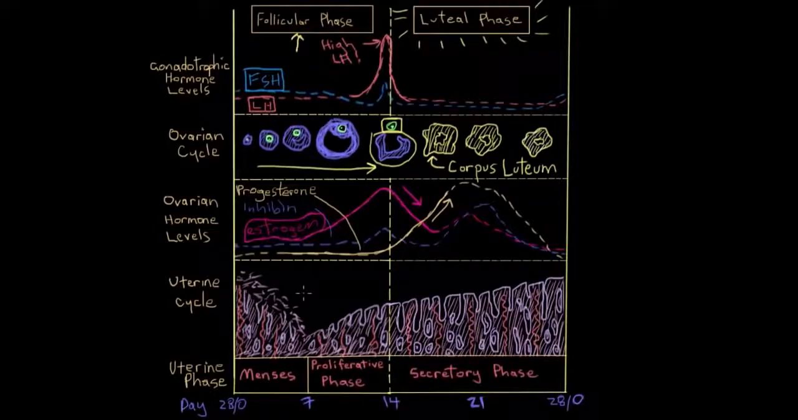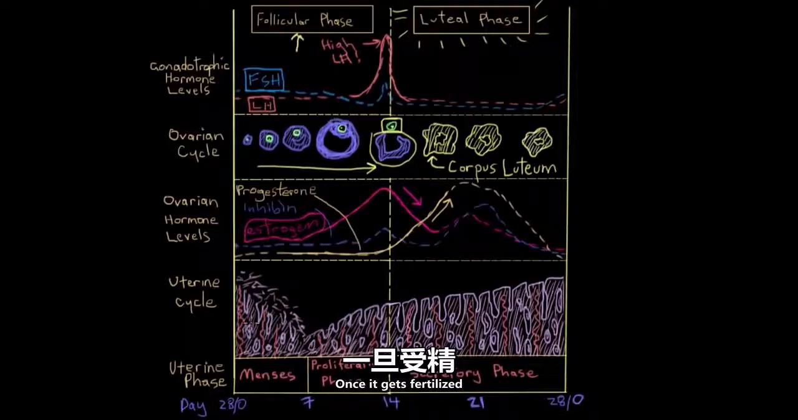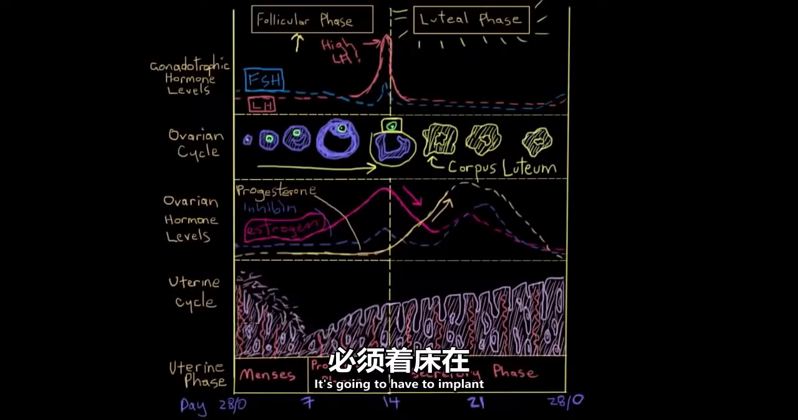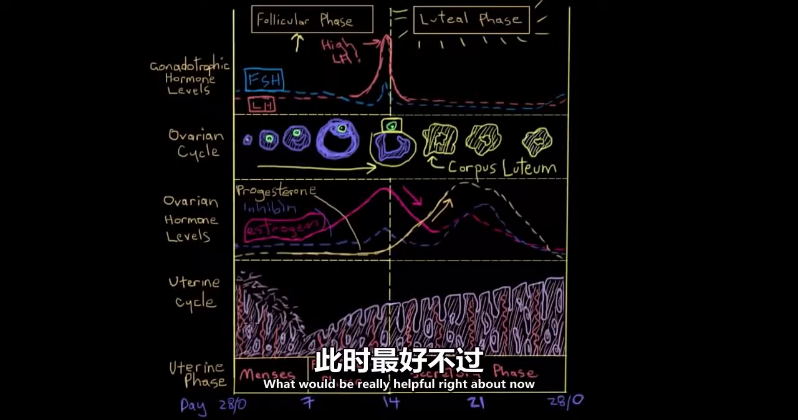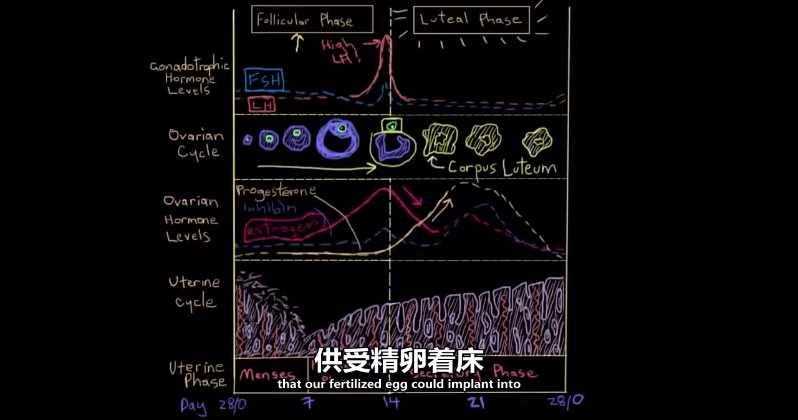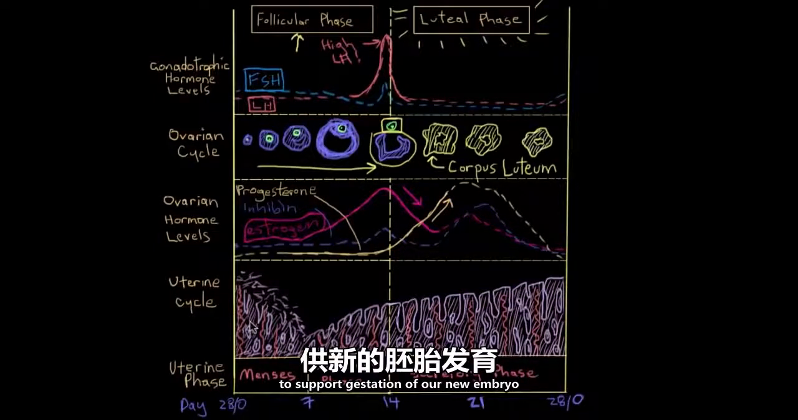So let's think about this for a second. We've ovulated, so there's a chance our egg could get fertilized by a sperm. And once it gets fertilized, it's going to need a place to hang out and grow. It's going to have to implant into the lining of the uterus called the endometrium. And so what would be really helpful right about now is if we had a nice vascular, hospitable uterine lining that our fertilized egg could implant into to support gestation of our new embryo.